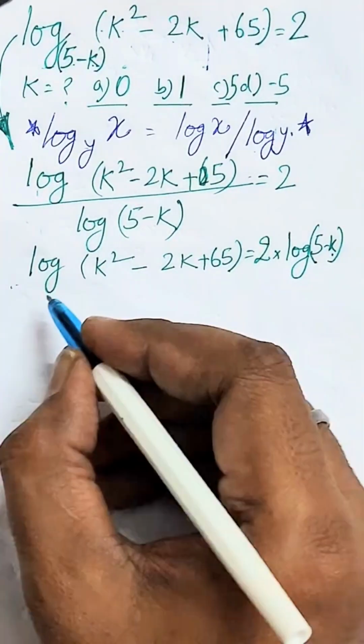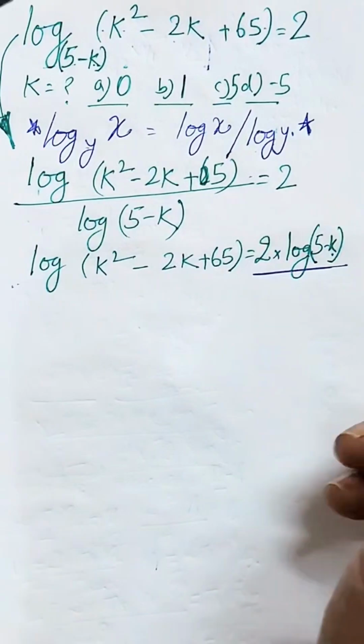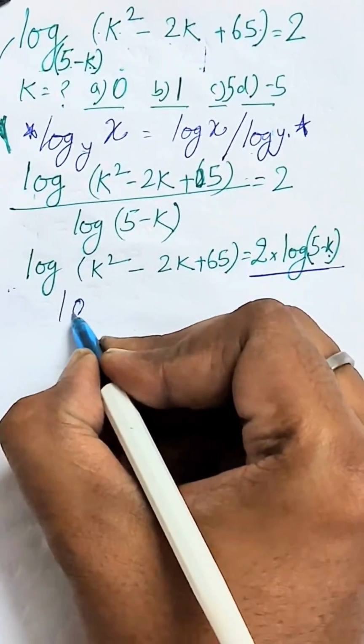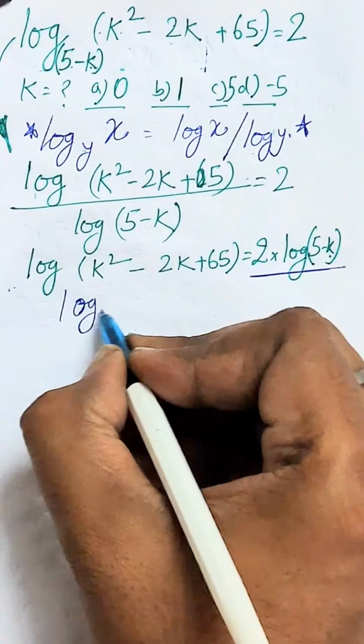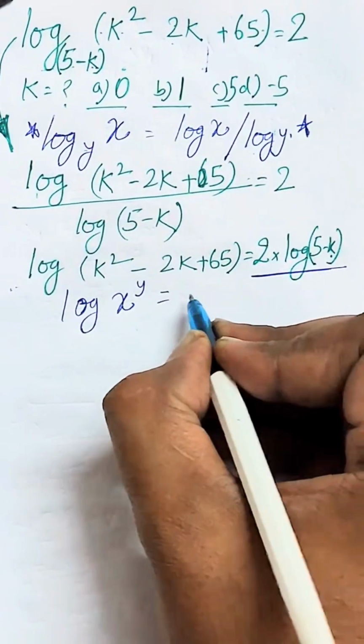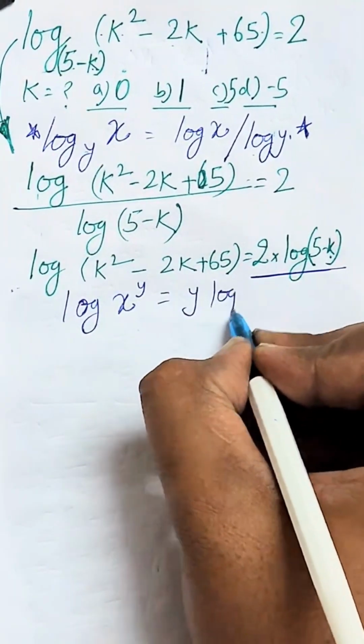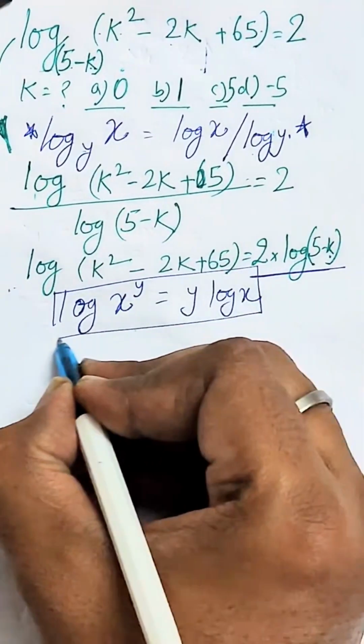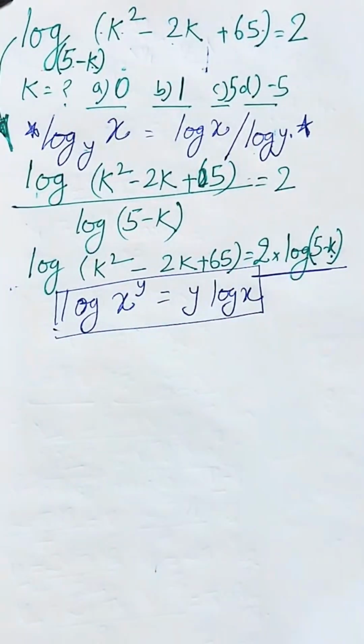So what we will use the formula over here for the RHS is that if log of x power y, then it can be written as y times log of x. So we will be using this formula or the reverse of this formula into the RHS.